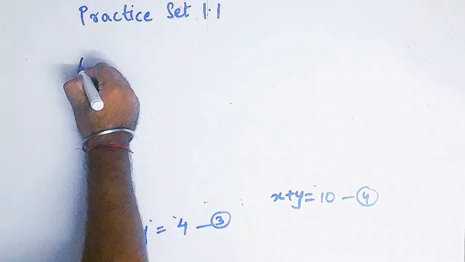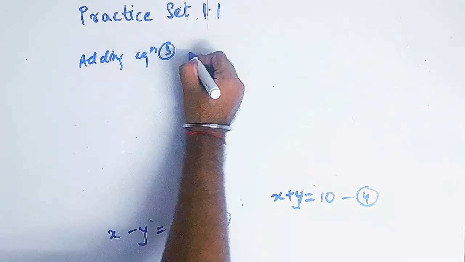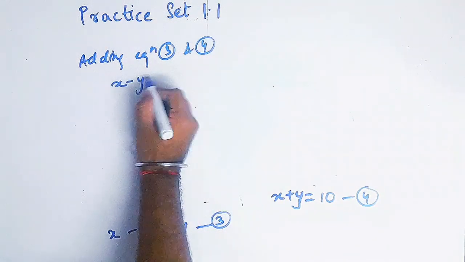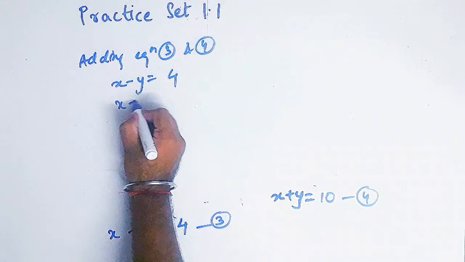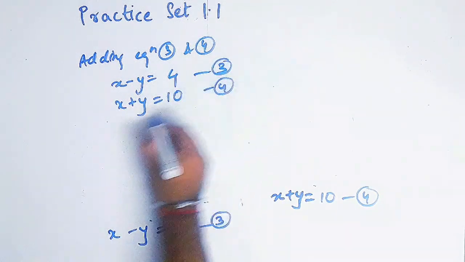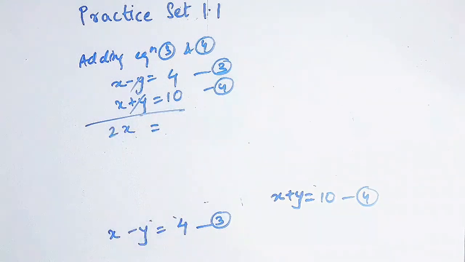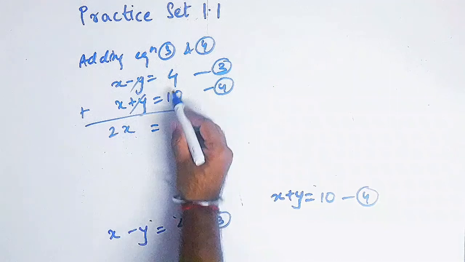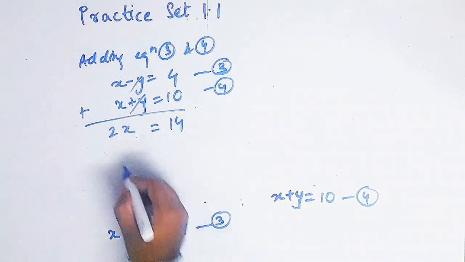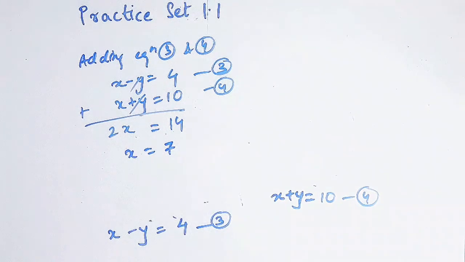So I'll add equations 3 and 4. x minus y equals 4, x plus y equals 10. This is 3, this is 4. Very simple, this will get cancelled. x plus x becomes 2x. And what is 4 plus 10? 4 plus 10 is 14. So x is equal to 7. 14 upon 2 is 7.